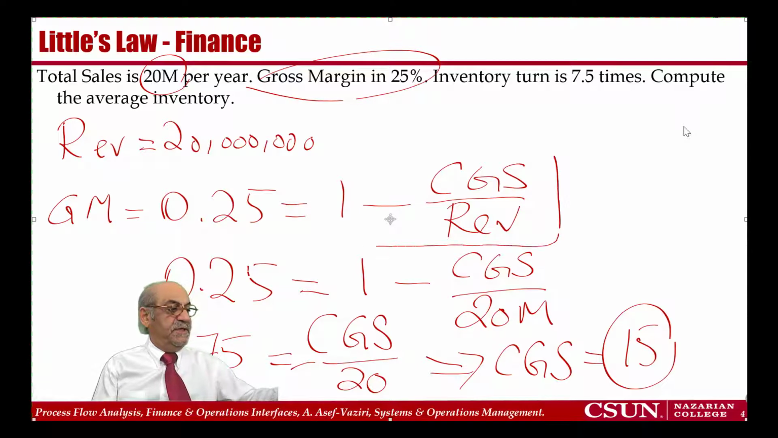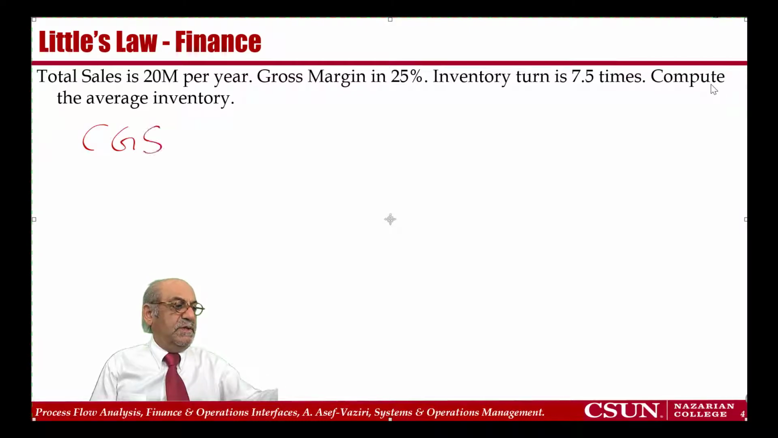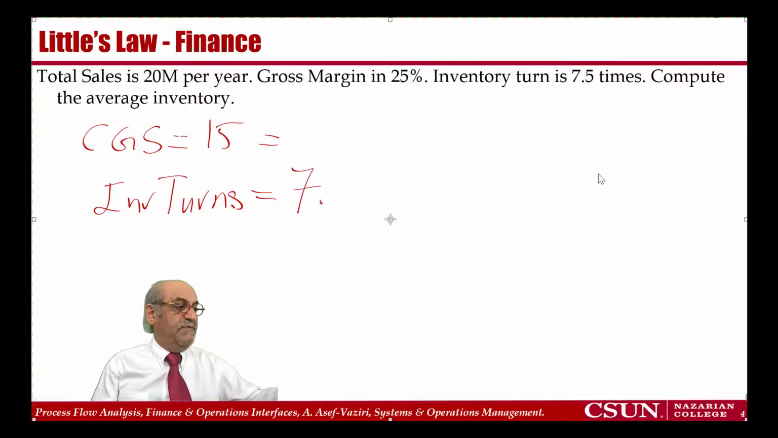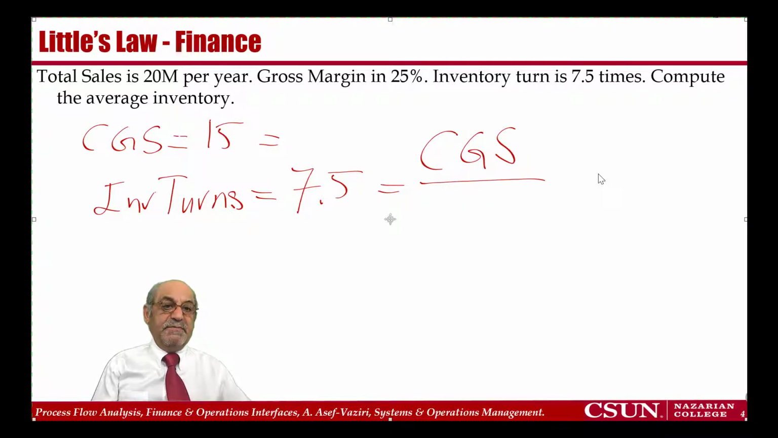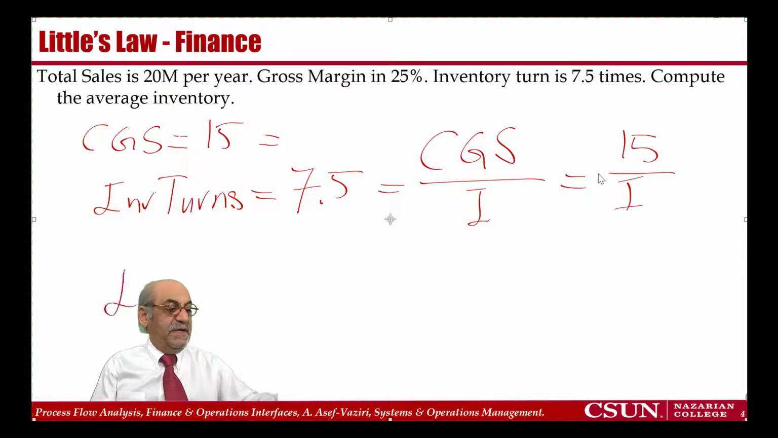We simply wrote this equation and we just put here 20 and we solved one equation, one unknown. So cost of goods sold is equal to 15 million. That is our throughput. Inventory turn is equal to 7.5, and that is equal to cost of goods sold divided by average inventory. And cost of goods sold, we just computed it, was 15 million divided by inventory, and therefore average inventory in terms of dollars is $2 million.